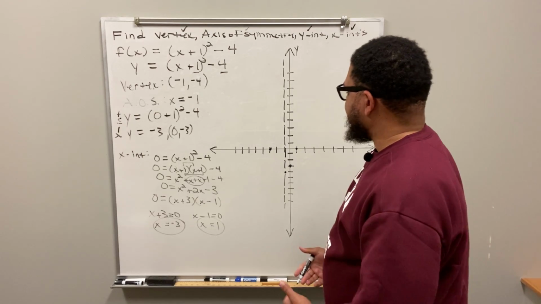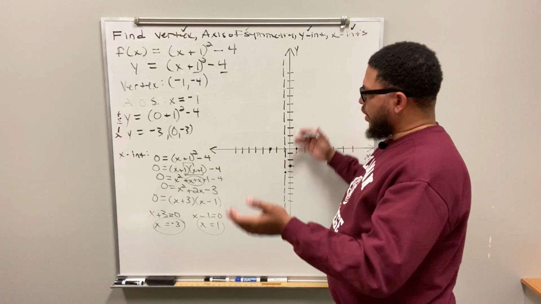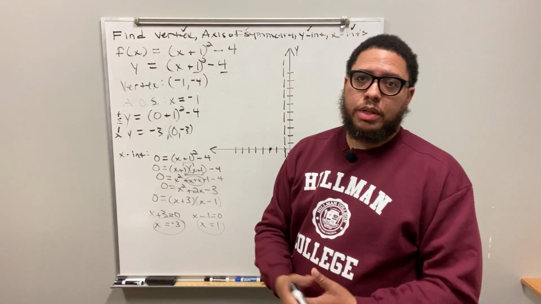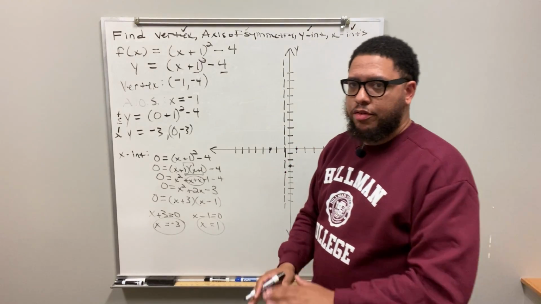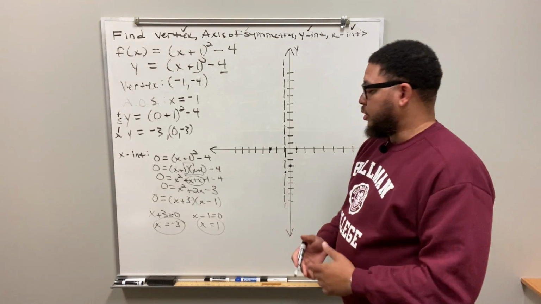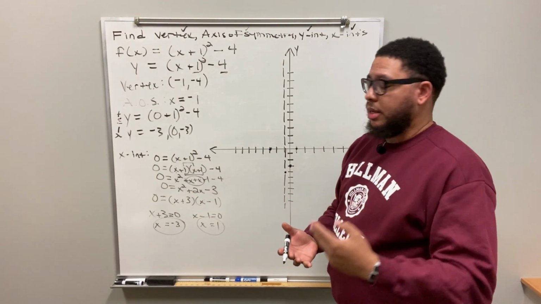Now, some teachers want you to set up a table of values and find more values for x, which will in turn give you more values for y. If your teacher would like you to do that, that's fine. But right now, for these purposes, I'm just going to do a quick and dirty sketch based on my vertex, my y-intercept, and my two x-intercepts.